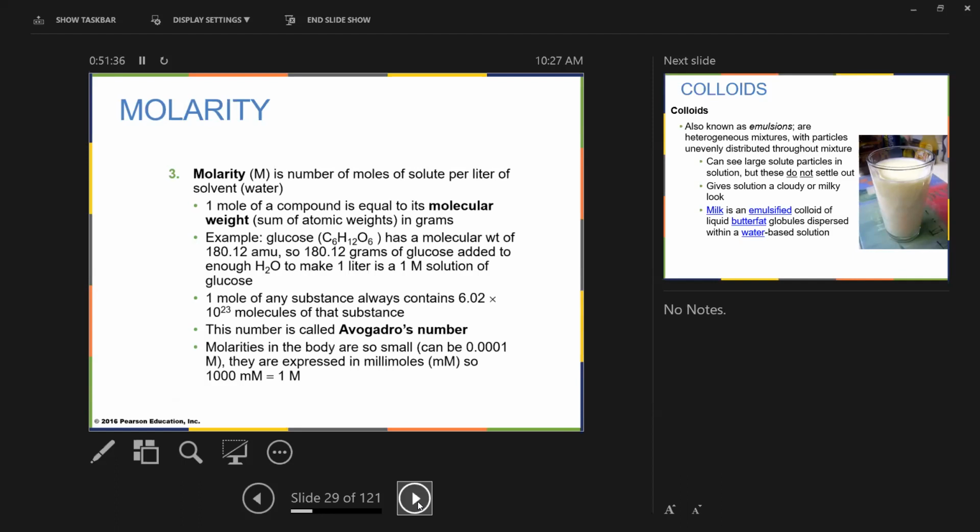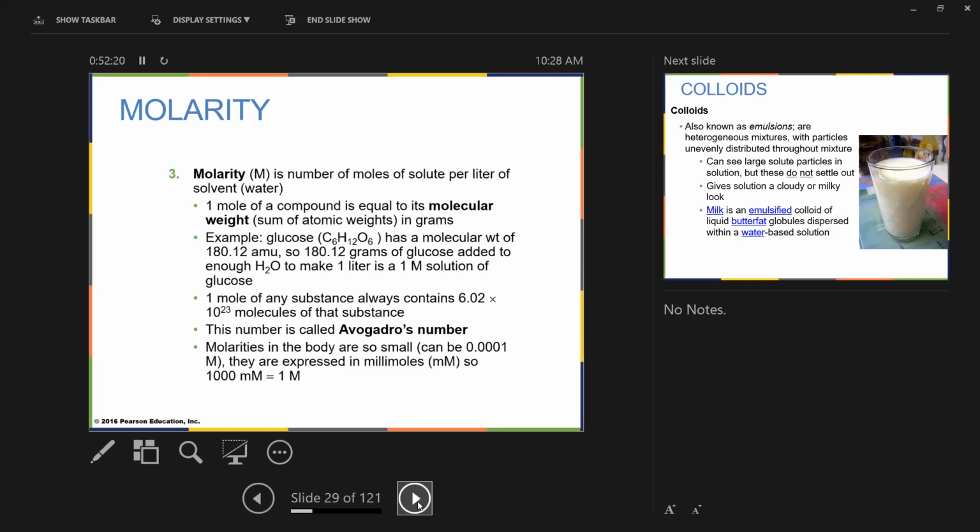What am I trying to say here? Glucose has 6 carbons, 12 hydrogens, and 6 oxygens. Each one of those carbon atoms has an atomic weight. Each one of the hydrogen atoms has an atomic weight, and so do the oxygens. If you add up all the atomic weights in that molecule, you have the molecular weight. And the molecular weight of a glucose molecule is around 180. If you convert that to grams, you now have a mole. A mole is simply the molecular weight in grams of any compound.